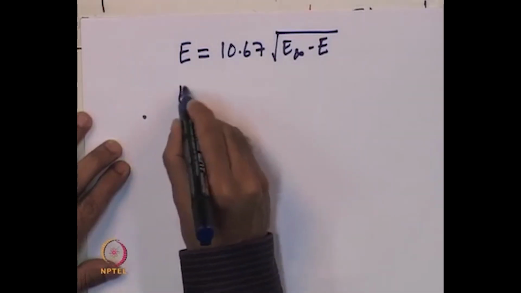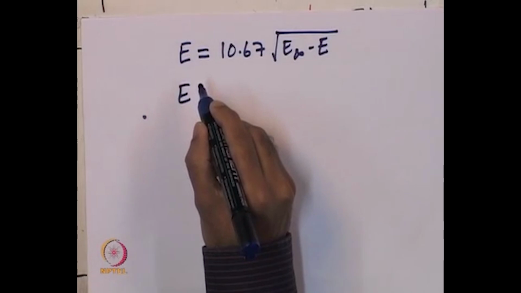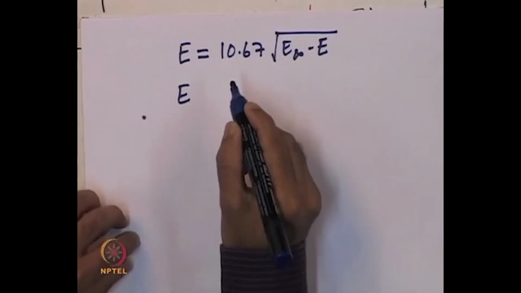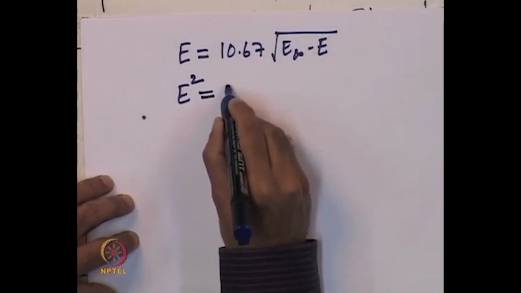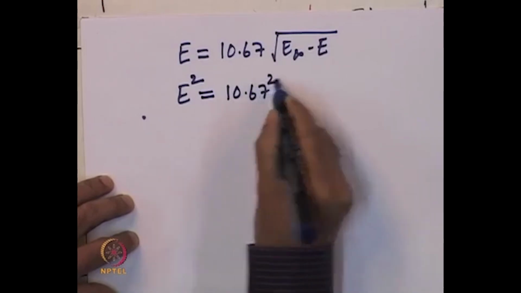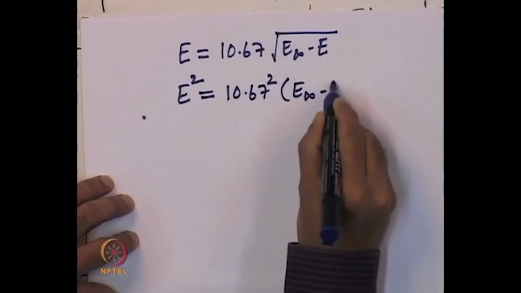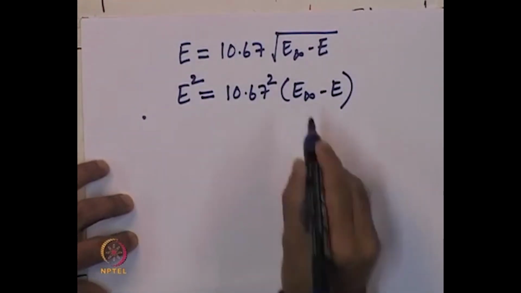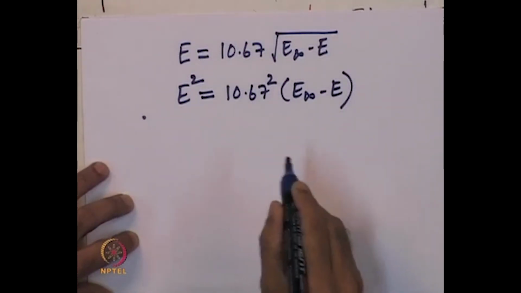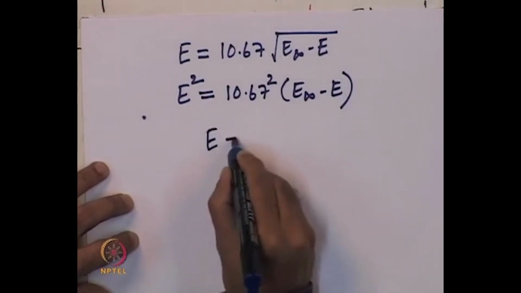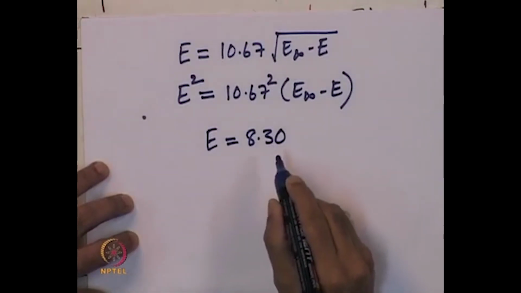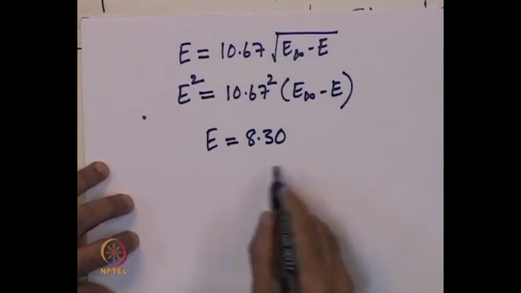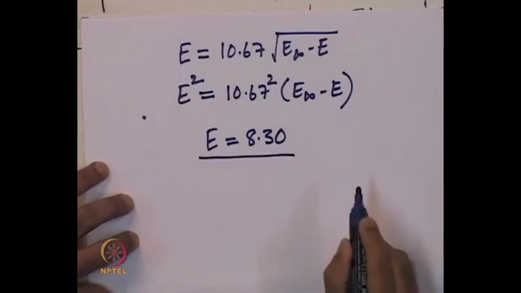So, we can square this and obtain the value of E from this quadratic expression: 10.67 squared into E infinity minus E. This is a standard quadratic equation which we can solve, and this will give you a value of E as 8.30, which is not too far from 8.91, which is the value that we had estimated for the instantaneous enhancement, that is the maximum value of the enhancement factor.